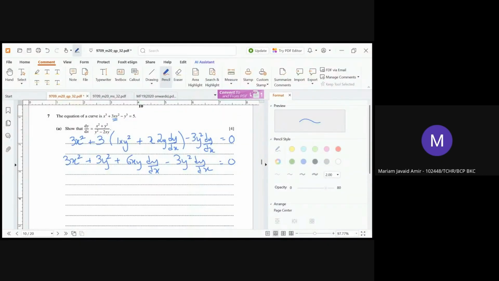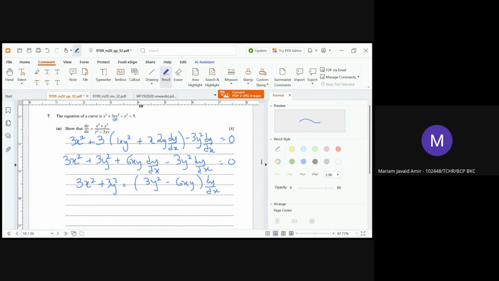I'm moving the dy by dx terms to the other side, so 3x squared plus 3y squared equals, both terms go to the right hand side and take dy by dx common, so we get 3y squared minus 6xy.